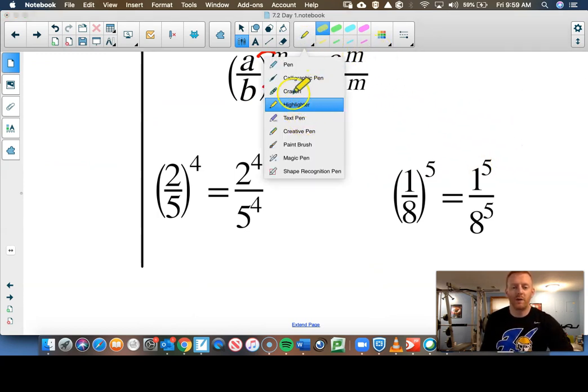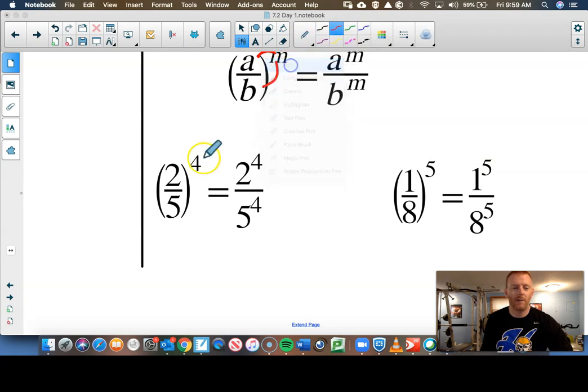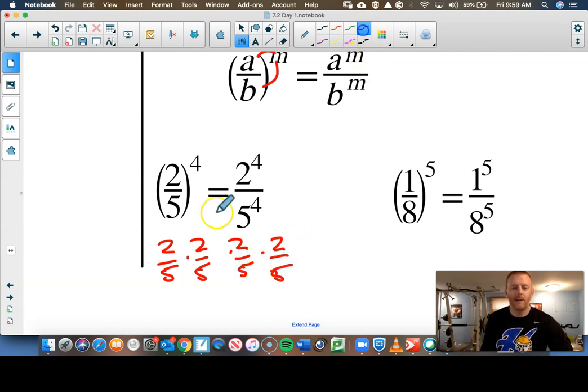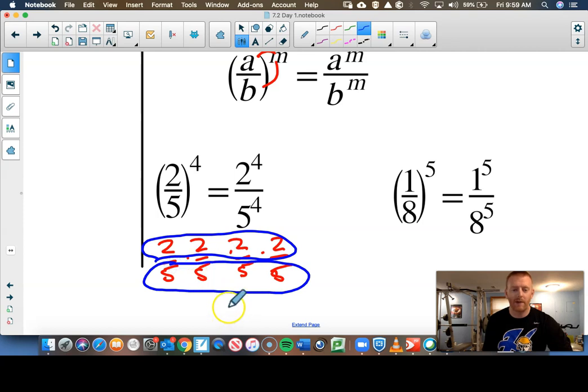If we have 2/5 to the 4th power, that means I have 2/5 times 2/5 times 2/5 times 2/5. So the really long way of writing it would be this. And if I look at only tops, that means this 2 got to the 4th power. And if I look at only bottoms, that means that 5 got to the 4th power. And that's what you see up here. So we can go straight from here to this number here by just using those kinds of patterns.